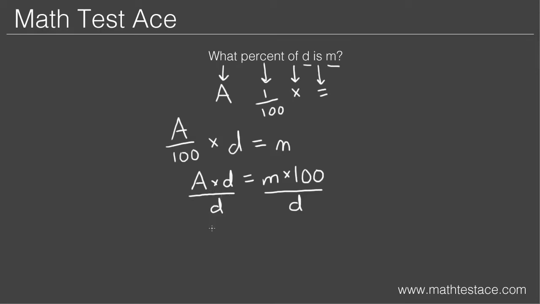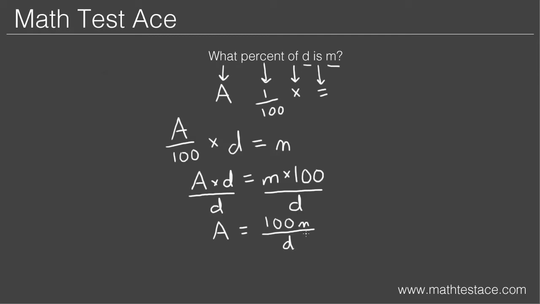A times D divided by D is A. And M times 100 divided by D, there's nothing more we can do with that. That's just what it is. But we can clean it up a little bit. M times 100 is just the same as 100M. So let's write 100M over D. There it is, that's the answer, and if you were taking the SAT, you would see that as one of the answer choices.